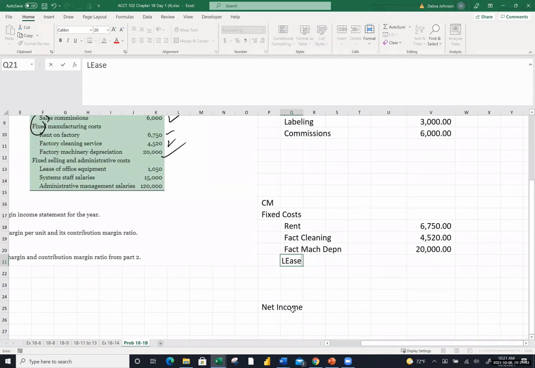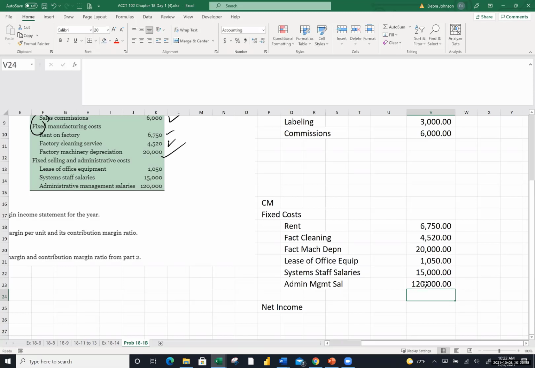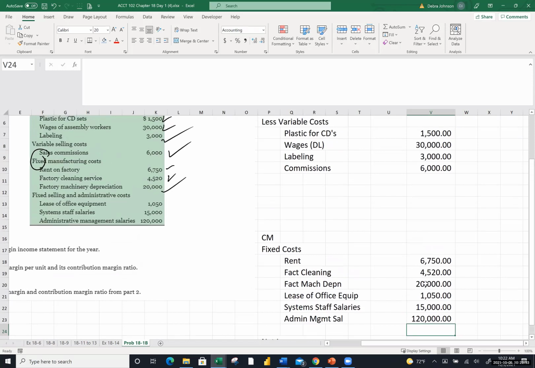We have the lease of the office equipment. Remember, it doesn't matter on a managerial statement whether it's factory or selling and administrative. We're doing this now by cost behavior. And we have the system staff salaries. Almost all salaries are fixed. And the admin management salaries, that's fixed. So I've got all this data. I'm going to give you guys a chance to catch up. I've got all this data down here.